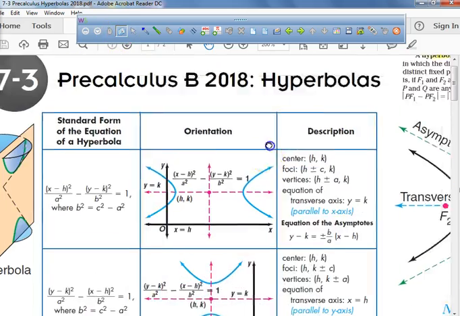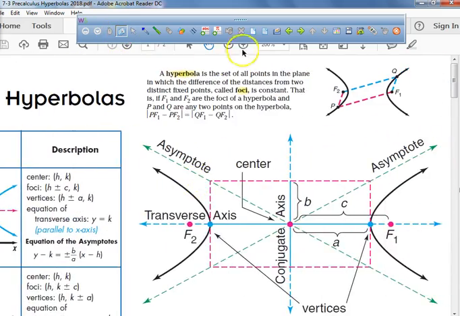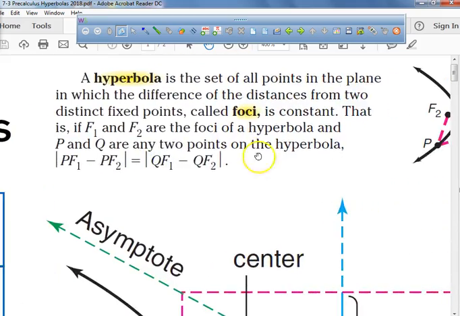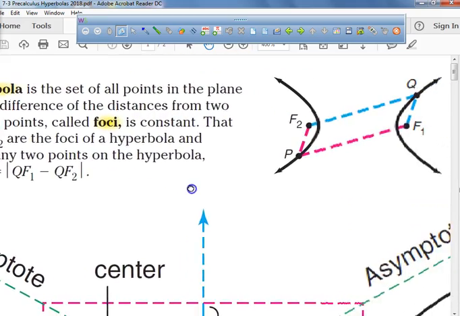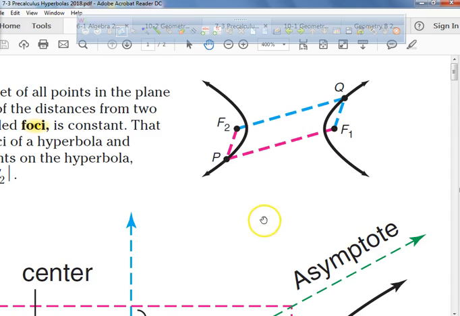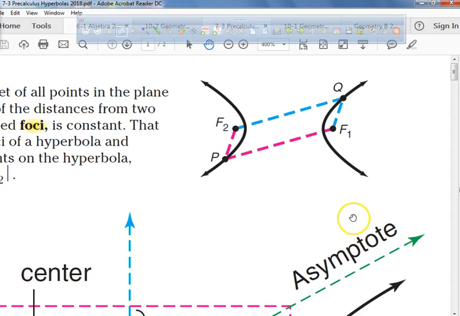So what exactly is a hyperbola? I'm going to come over here. I'm going to zoom in. So basically, it's the same thing as an ellipse, except... I mean, the equations look pretty much exactly the same.